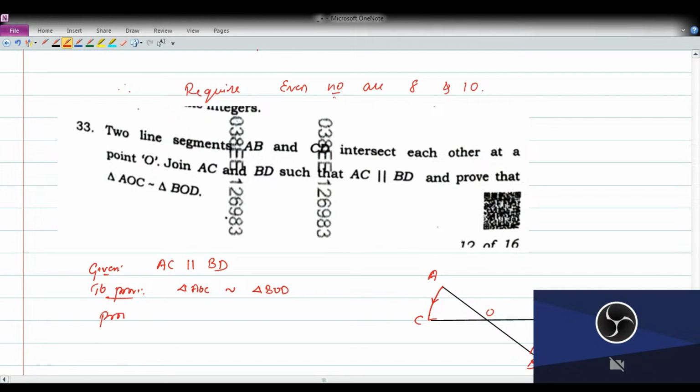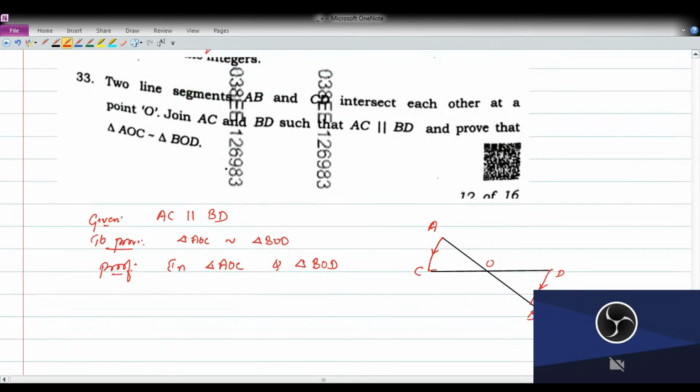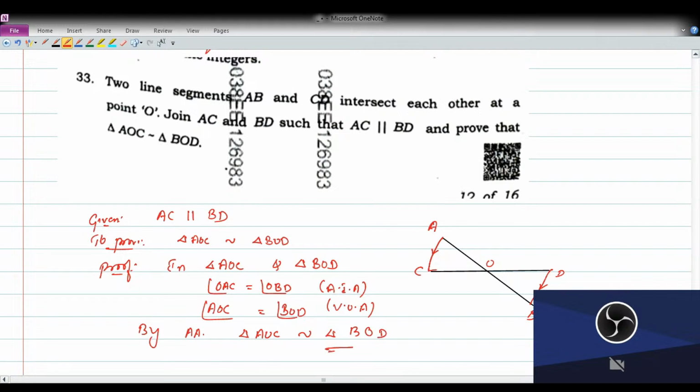Proof. In triangle AOC and triangle BOD, right? So angle OAC is equal to angle OBD as this is alternate interior angle, and angle AOC is equal to angle BOD as these two are vertically opposite angles. Therefore, by angle criteria, triangle AOC is similar to triangle BOD. So by the AA criteria, they become similar. Very simple question for 3 marks.